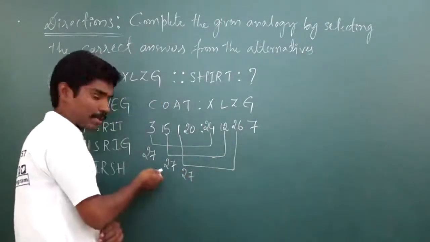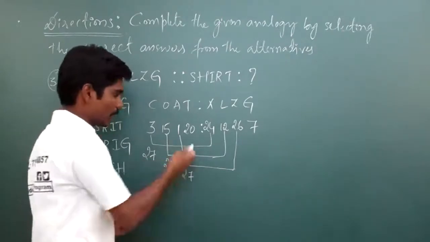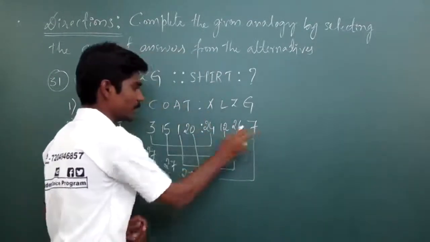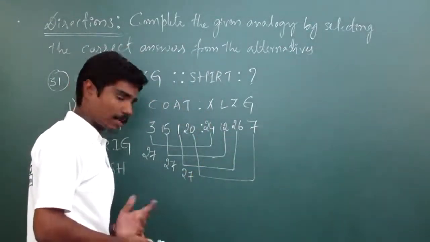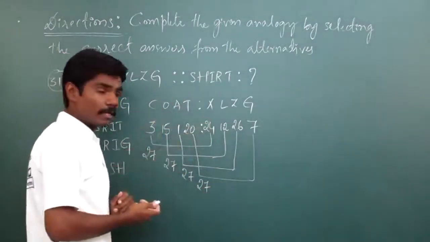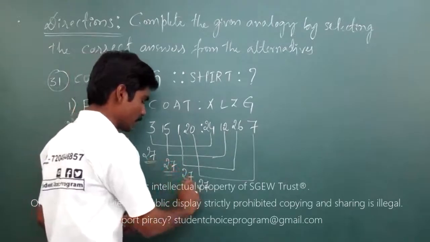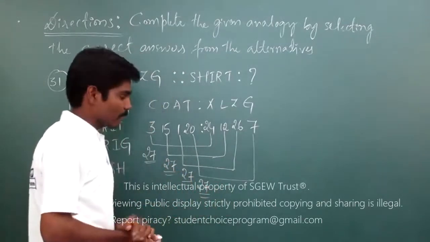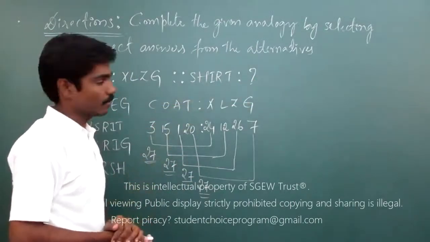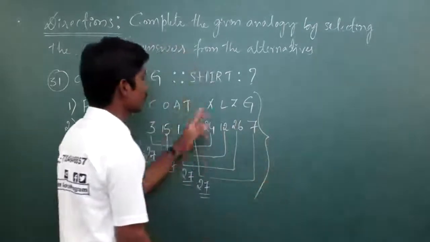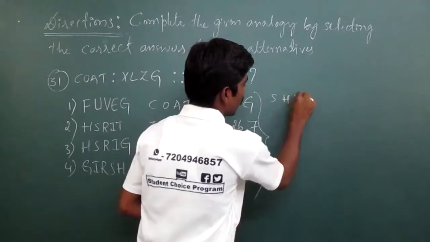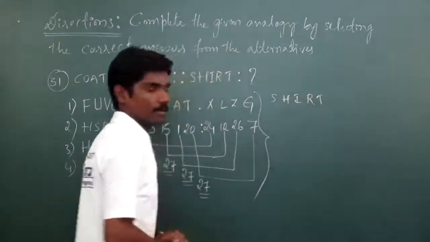Look at here, I am getting the same numbers, 27, 27, 27. Now let us check this. Let me add the fourth numbers. 20 plus 7. What is 20 plus 7? Again it is 27. Now when I add the numbers, what am I getting? I am getting 27, 27, 27 and 27. Okay. The same analogy I use here to get the missing letters. For that, let me consider the given letters as S, H, I, R, T.